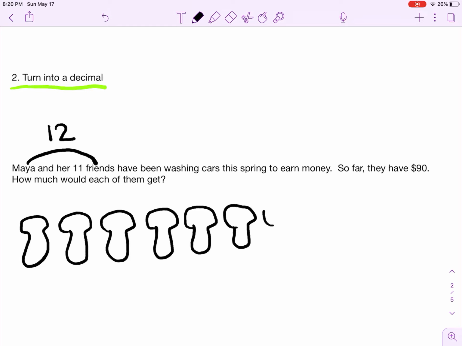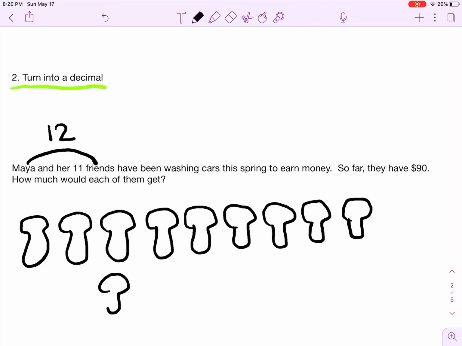And these are going to be the bags that they collect their money in. Oops. Let's make that one a little bit better.